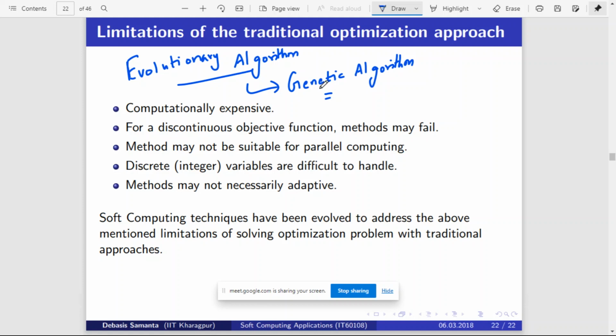So could someone brief what is genetic algorithm and why we are discussing this? Yes, Akila. What type of optimization problem? I mean, why not we use the traditional optimization approach?